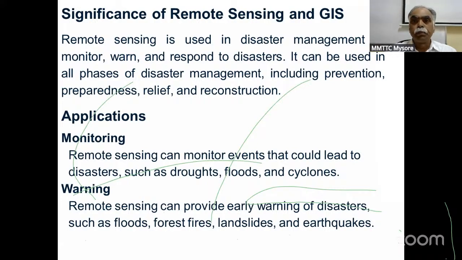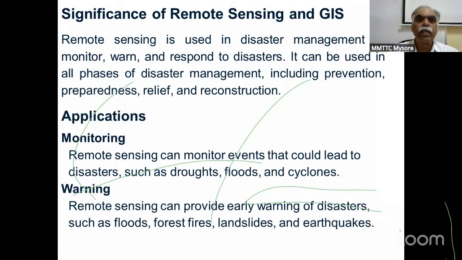Broadly, disasters are classified into three phases: pre-event, on-event, and post-event. In pre-event, again, there are two classifications. We study the region by sitting at our own place, that is off-spot study, or on-spot study. So in pre-event we can have on-spot as well as off-spot study.